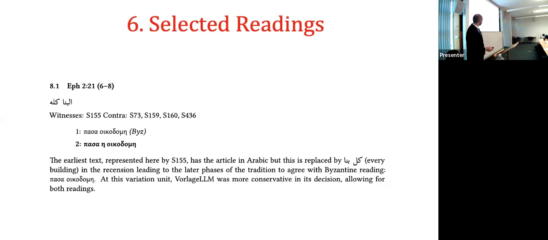So this is one reading from Ephesians 2:21. Here, the earliest text, represented just by Sinai Arabic 155, has the article in Arabic, but this is replaced later, meaning "every building", and that is removed in the later recension to agree with the Byzantine reading. At this variation unit, the four-layer LLM was more conservative in its decision than I was, allowing for both readings.